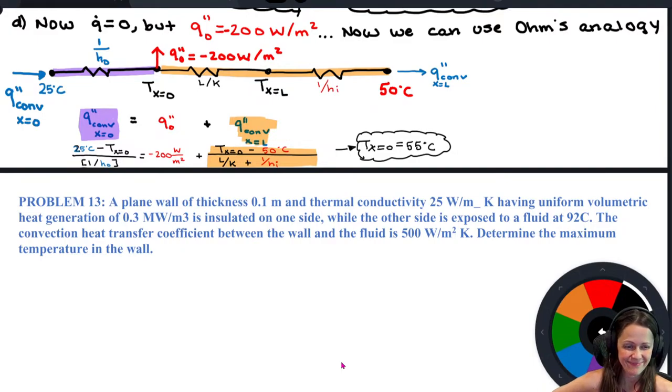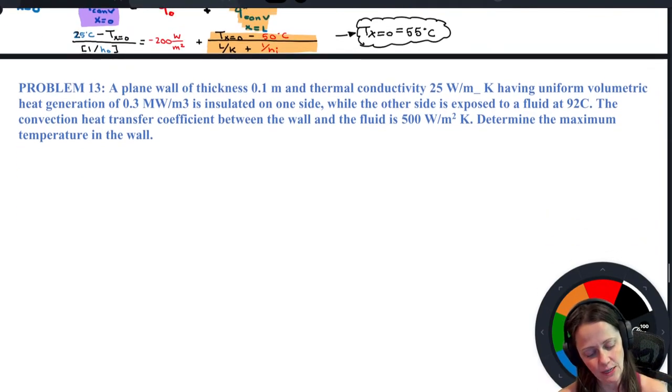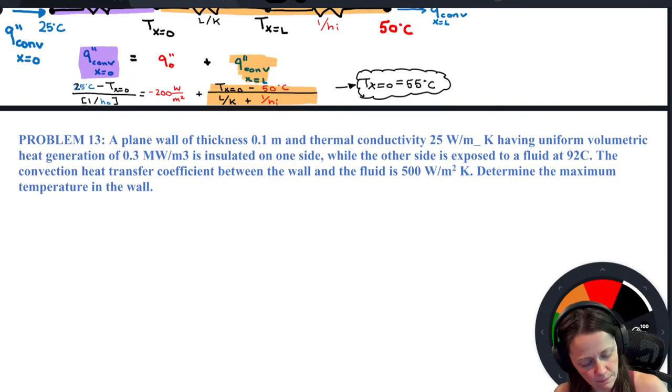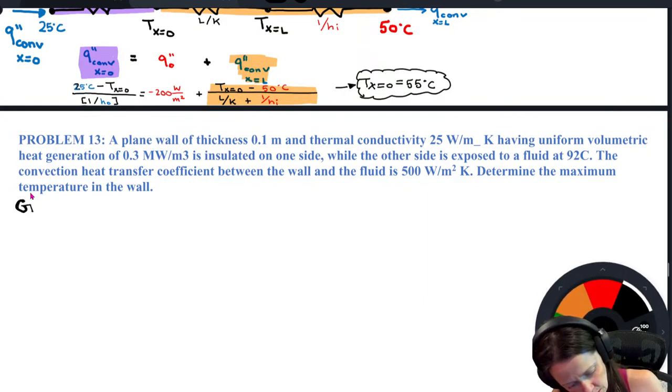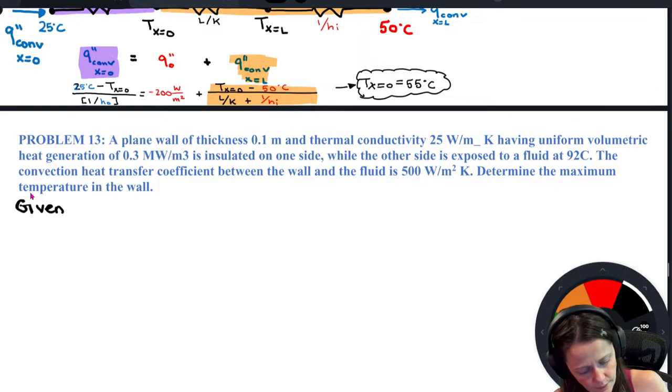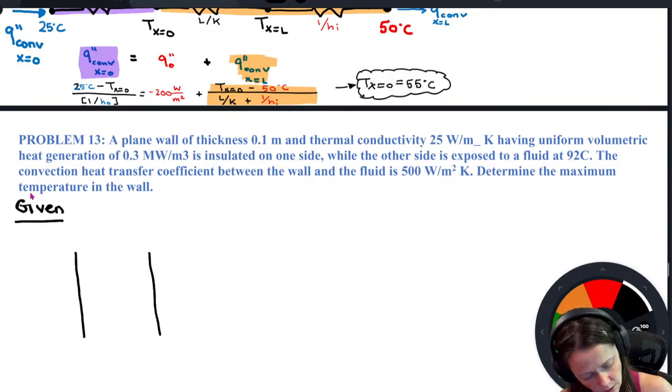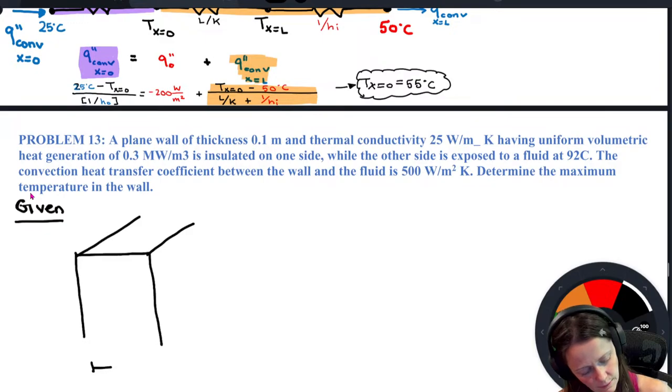Let's move on to the next one. Next one's not as bad, I promise. This one's kind of an annoying one. So I've got this one and then part of problem 14. All right, so now we have a plain wall of thickness 0.1 meter. So here's my plain wall, thickness L, so L is equal to 0.1 meter.